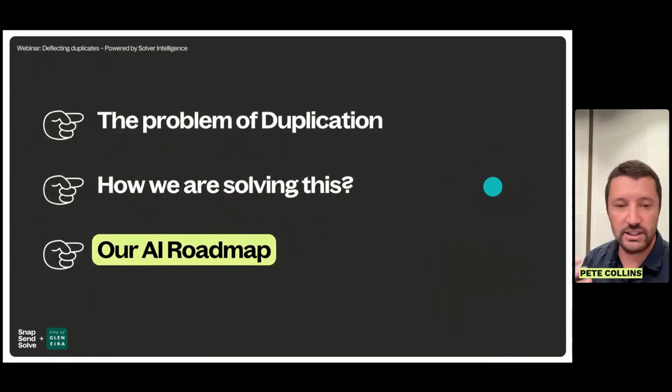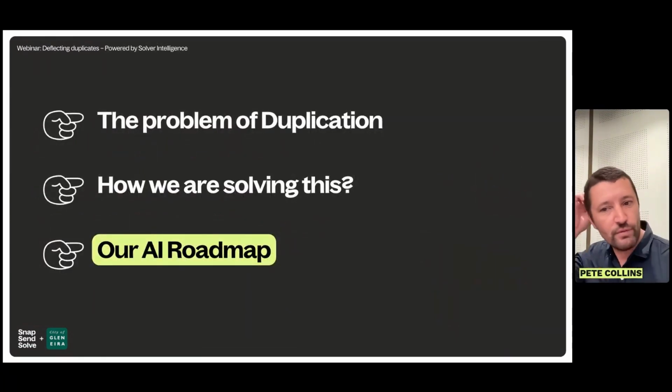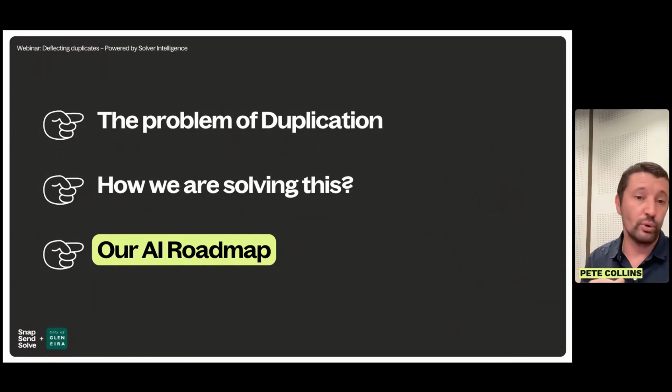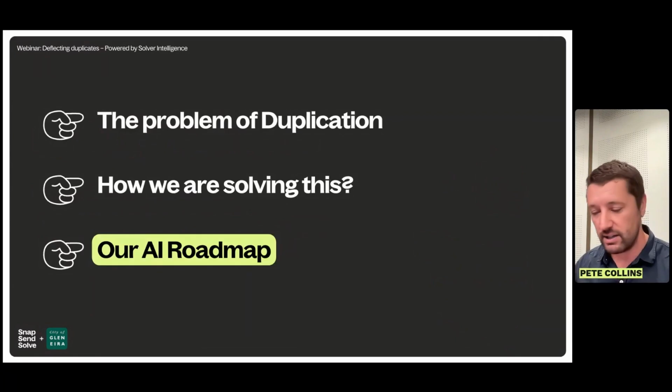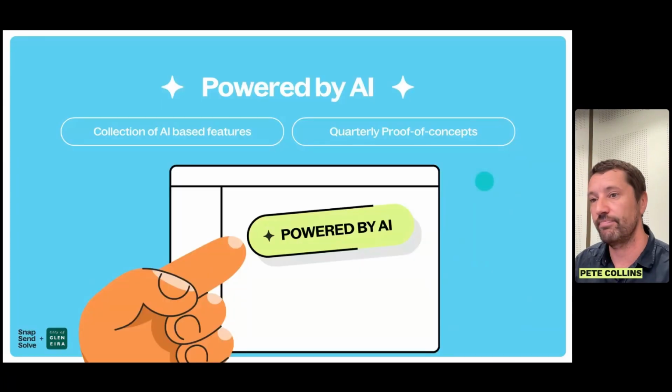So lastly, just to finish, before we move into a Q&A, keen to talk a little more broadly around our AI roadmap. So duplicates is one feature that we've been working hard on, that we're adding to our platform, that falls under the banner of powered by AI. And it's one of many things we have been exploring and will continue to explore. So I was keen to touch on this topic a little more broadly.